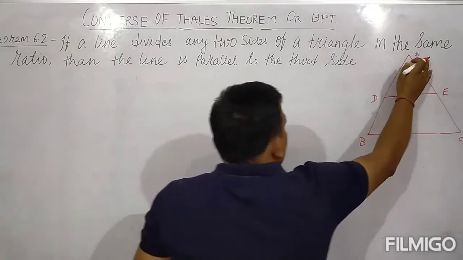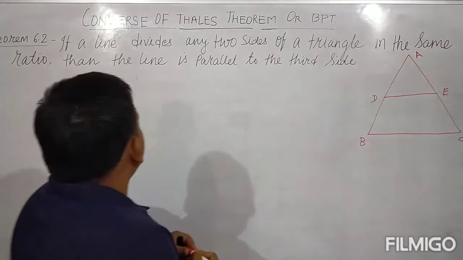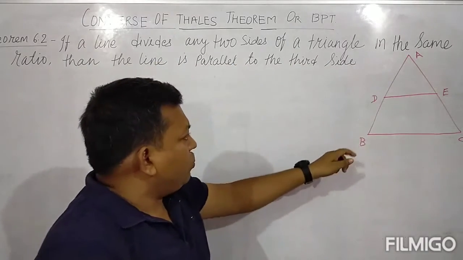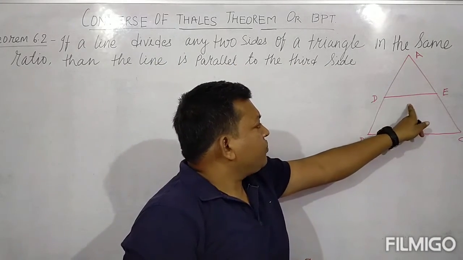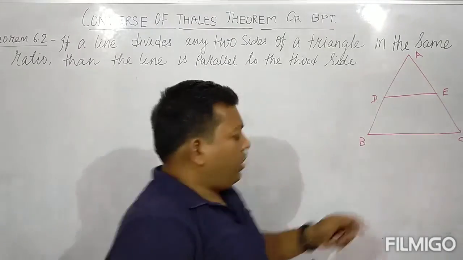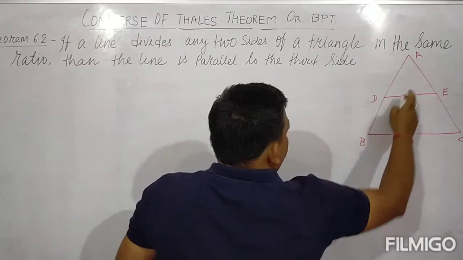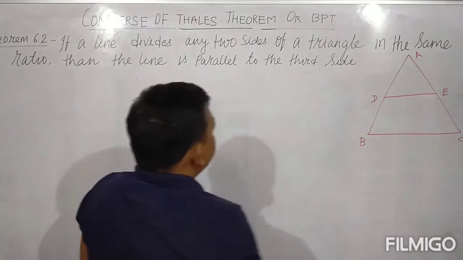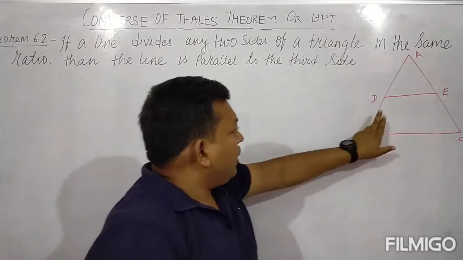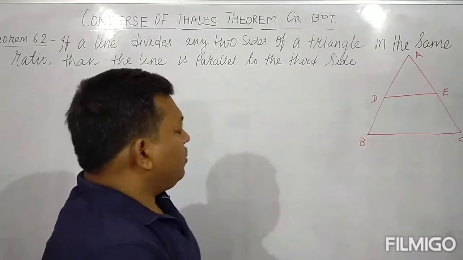Now what is the statement saying? Statement is saying that if a line divides any two sides of a triangle in the same ratio, means this line divides the other two sides of a triangle in the same ratio. It means AD by DB equals to AE by EC. Then the line is parallel to the third side. Then DE will be parallel to BC. This is the statement of the theorem.